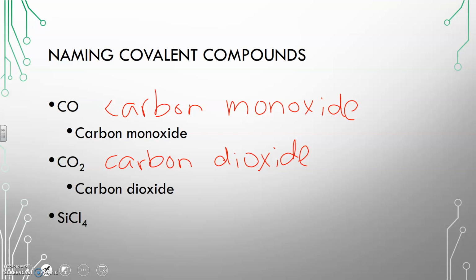All right, so now we have a single silicon, and we have 4 chlorines. So it's silicon. Okay, again, it's the first element listed, so you don't have to put mono in front of it. Now we have 4 chlorines, and remember what the prefix for 4 is? It's tetra. So tetra, and then chlorine, you change the ending, it becomes IDE, so it's tetrachloride.